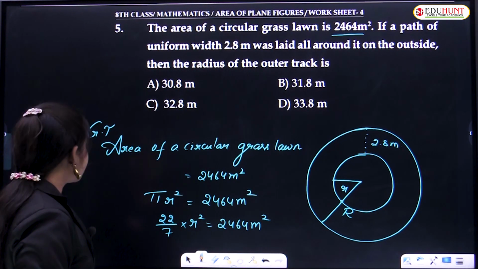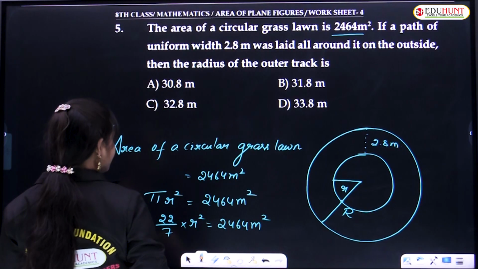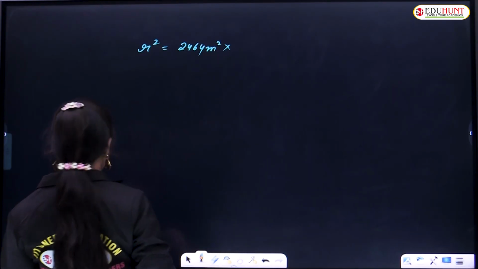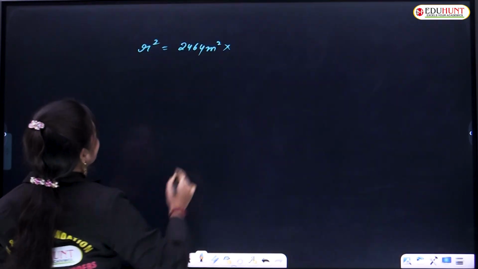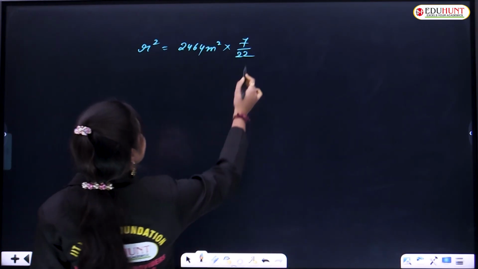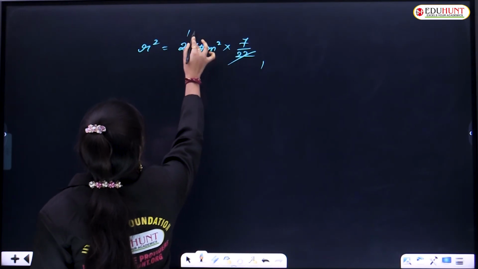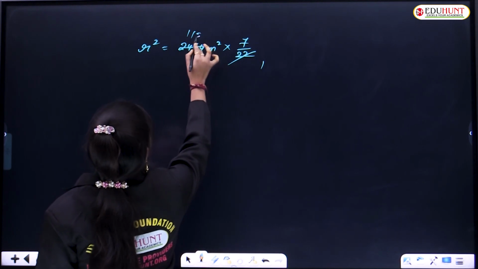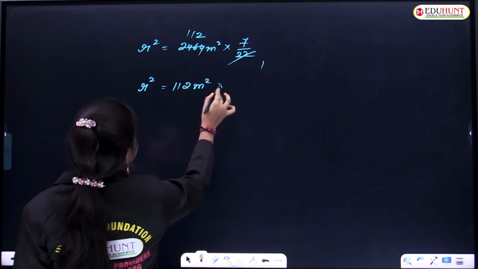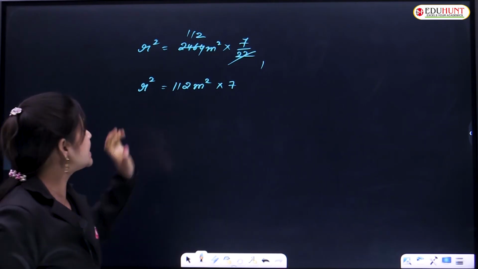Smaller circle radius. r square is equal to 2464 meters square into 22 by 7 becomes 7 by 22. Cancellations: 22 ones 22, here also 22 ones 22, and here again 44, 22 twos. Now here r square is equal to 112 meter square into 7. Don't take the product here. Again, take prime factorization, easily we will get that.